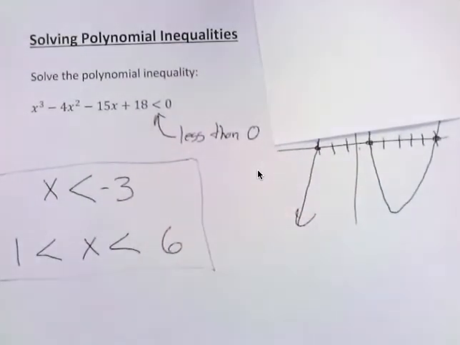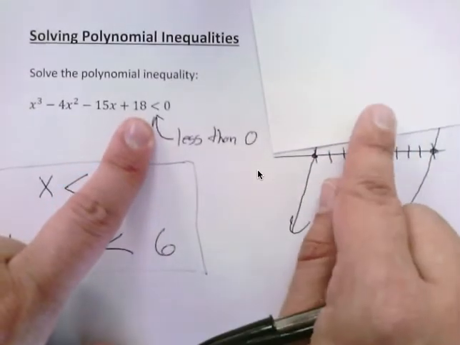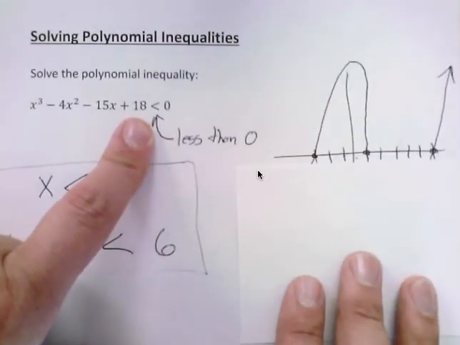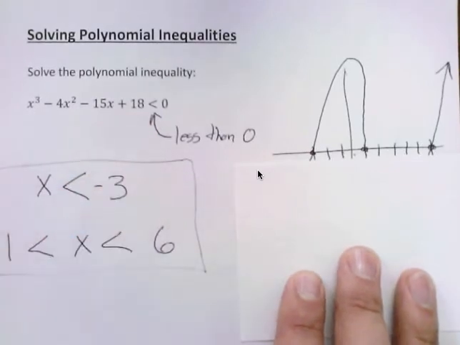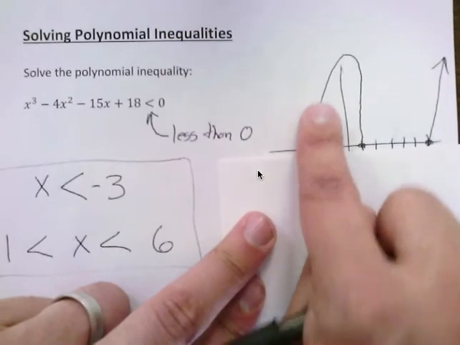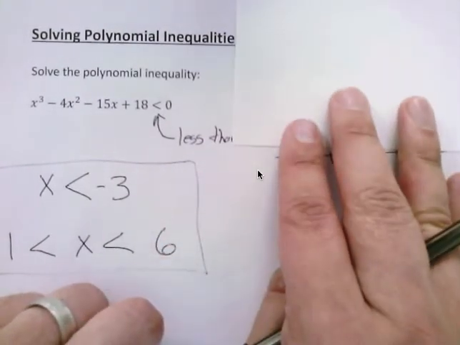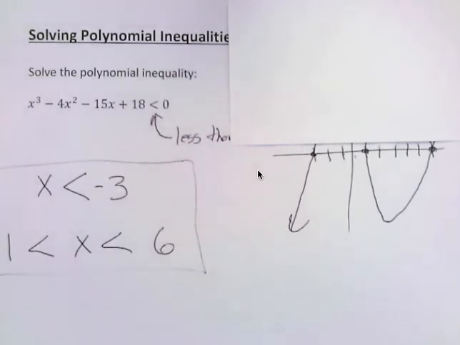So again, that is solving polynomial inequalities. If it's less than 0, you're looking at the bottom half. If it's greater than 0, you're looking at the top half, which would change our answers considerably here. And then you just write inequalities there. So this would be a compound inequality, and that would be a basic inequality. So pay attention to the top or bottom, pay attention to the x-intercepts, and you'll be able to solve polynomial inequalities.